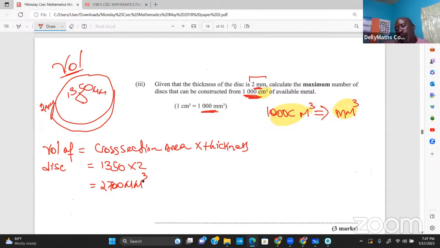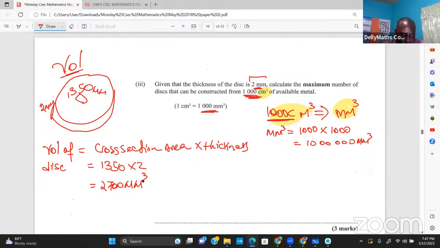Now, I'm going to have to change this 1,000 cm³ to mm³. But you were told that it takes 1,000 to make 1. Therefore, I'm going to have to multiply 1,000 times 1,000. Because for every 1,000, it's 1. So if I get 1,000 of that, I have to go 1,000 times 1,000. So we're looking at 1 million mm³. It's a million mm³.